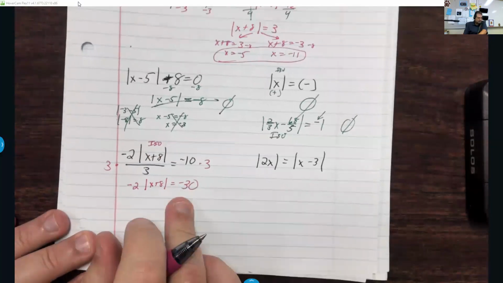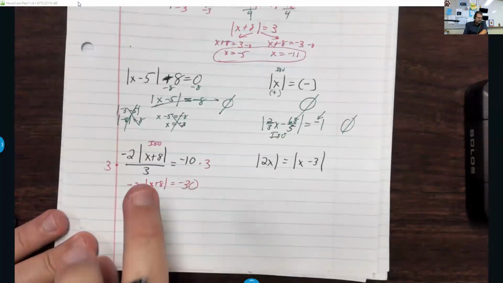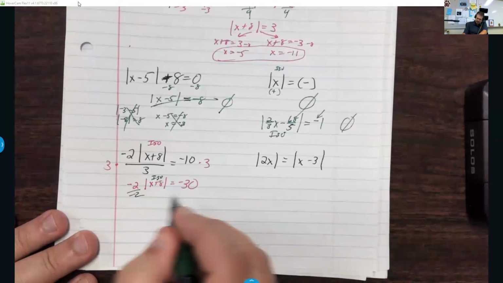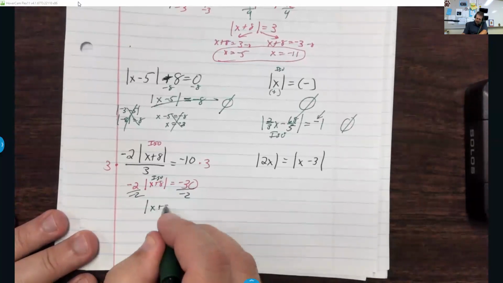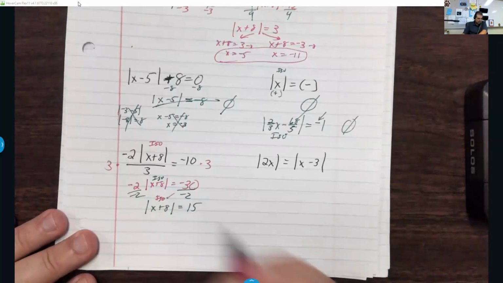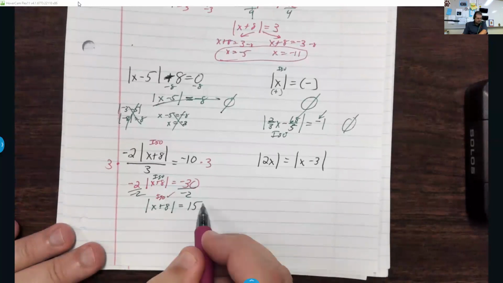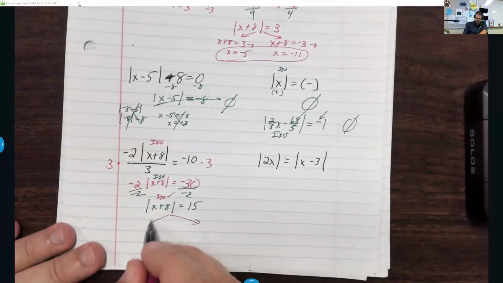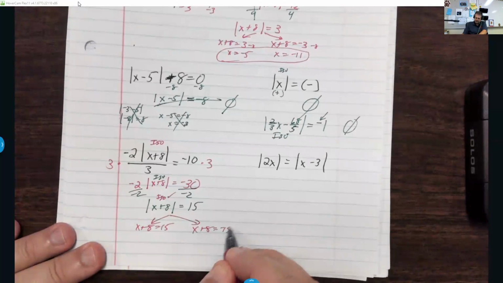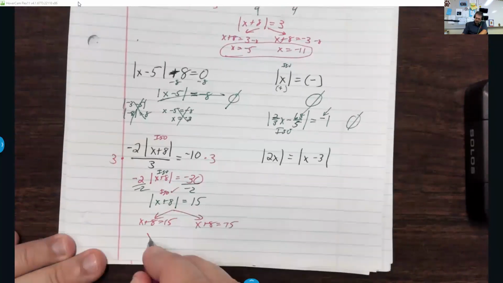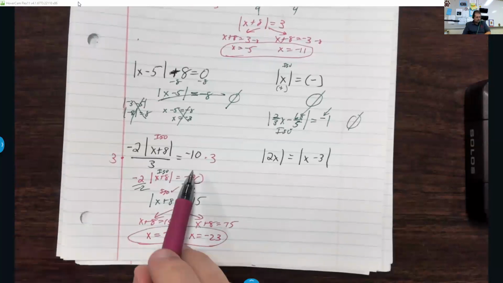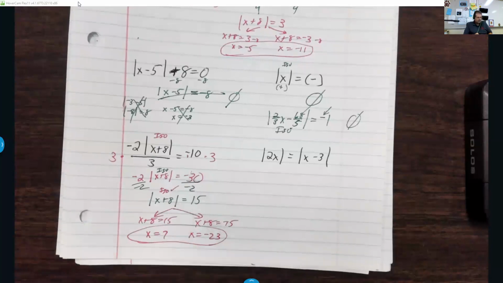I still have a negative over here. Is it no solution? Not yet. It's not isolated. I've still got to isolate this. Okay, so I got to divide by negative 2. So now I have the absolute value of x plus 8, which is equal to 15. Now it's isolated. Okay, is it positive or negative? Well, it's a positive, so now I separate. X plus 8 is equal to 15. X plus 8 is equal to negative 15. So x is going to equal 7, and x is equal to negative 23. So you cannot assume just because you see the negatives that it's no solution. It must be isolated first.